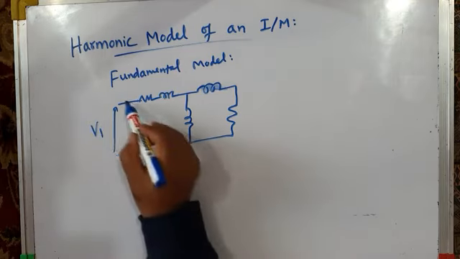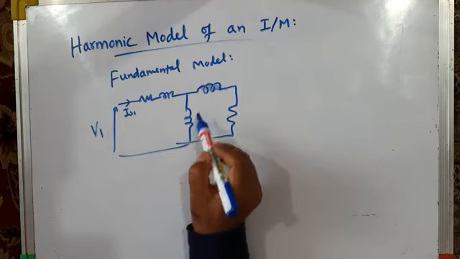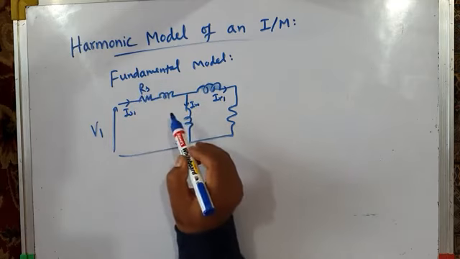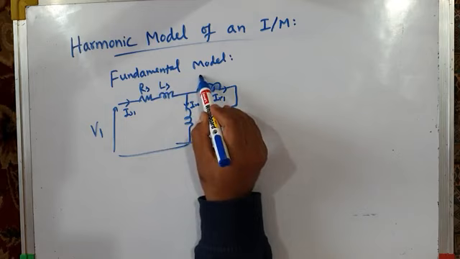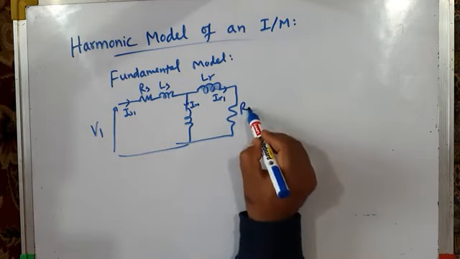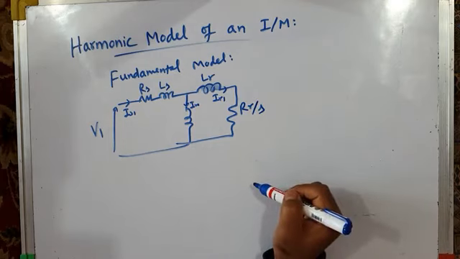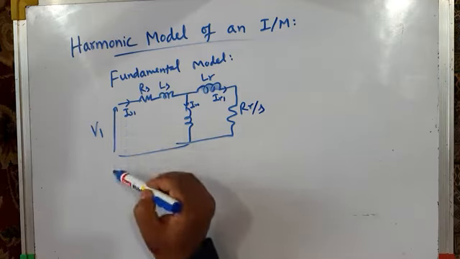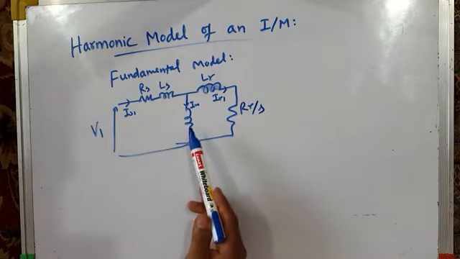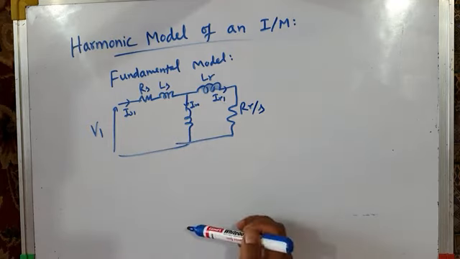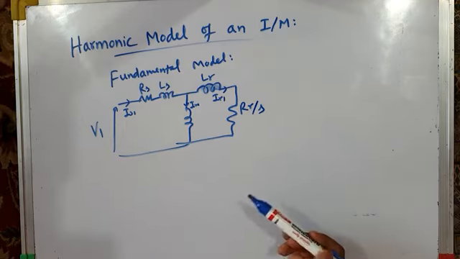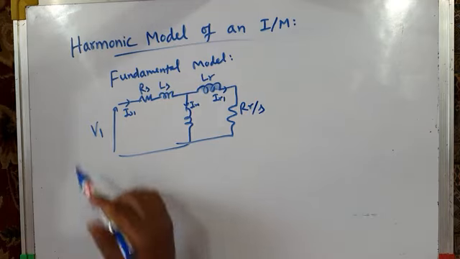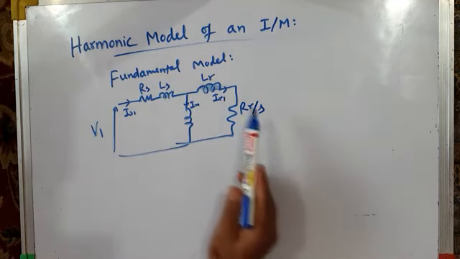Fundamental voltage V1 is applied. It results in fundamental current, so stator current IS1, rotor current IR1, and this will be magnetizing current IM. This is stator resistance RS, this is stator inductance LS, this is rotor inductance LR, and this is rotor resistance RR by S, where S is the slip of induction motor. This is the model of three-phase induction motor on per phase basis, or model of induction motor when fundamental frequency component is applied to it. Because our inverter output voltage is PWM voltage, it has fundamental component and it has harmonic components around switching frequency and multiples of switching frequency and their sidebands we have seen just few moments back. So when fundamental component of voltage is applied, this is the fundamental model of induction motor.